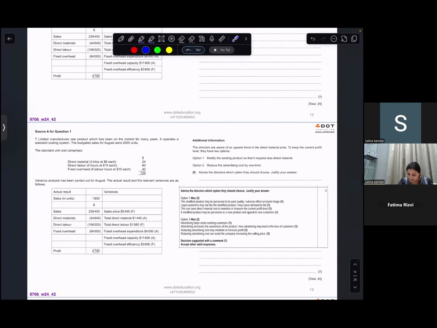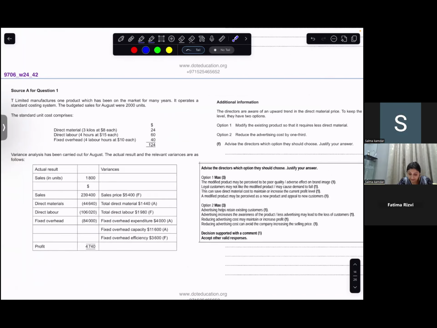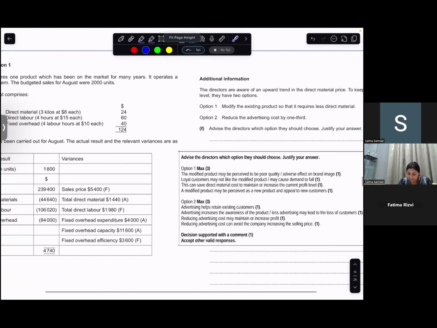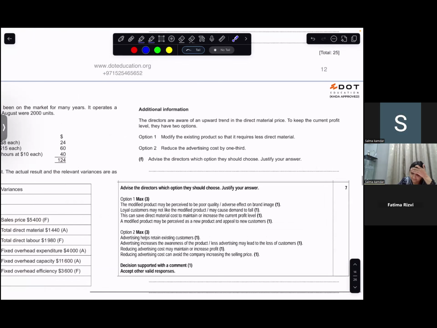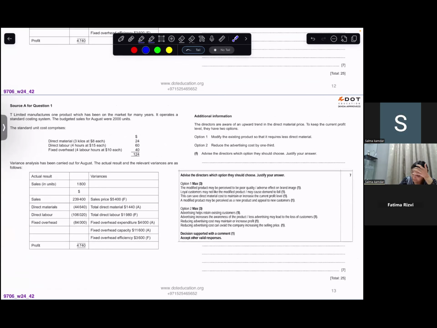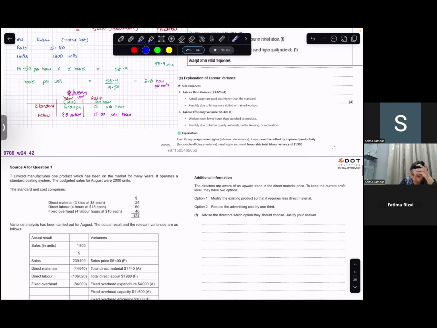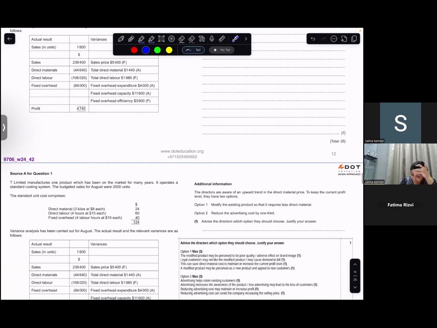You've done the F part. Can you read the question for the F part for me? The directors are aware of an upward trend in the direct material price. To keep the current profit level, they have 2 options. Option 1, modify the existing product so that it requires less direct material. And option 2, reduce advertising cost.